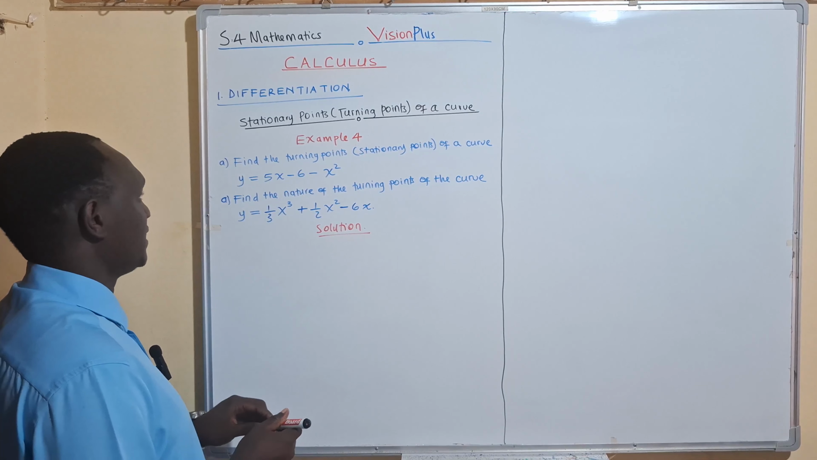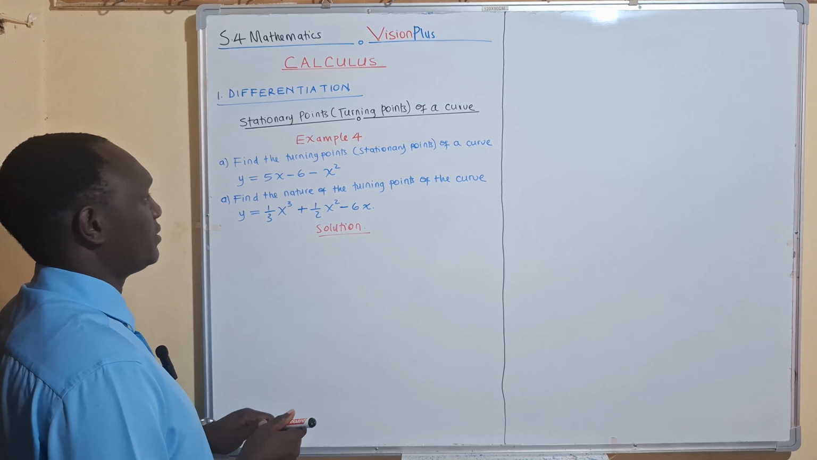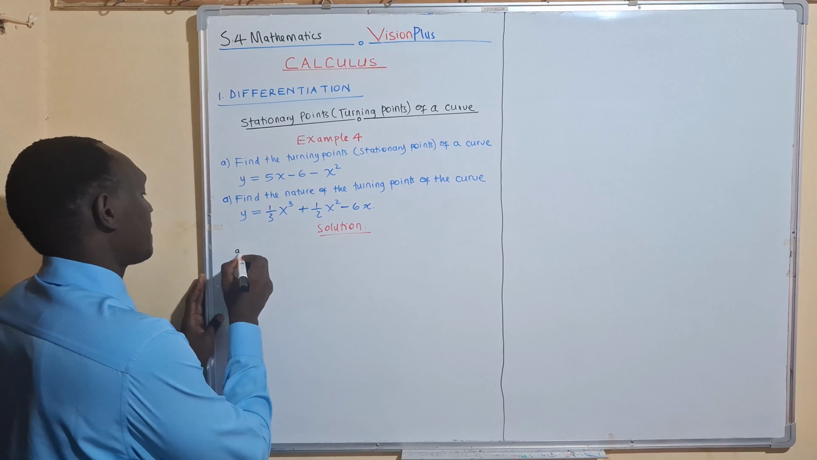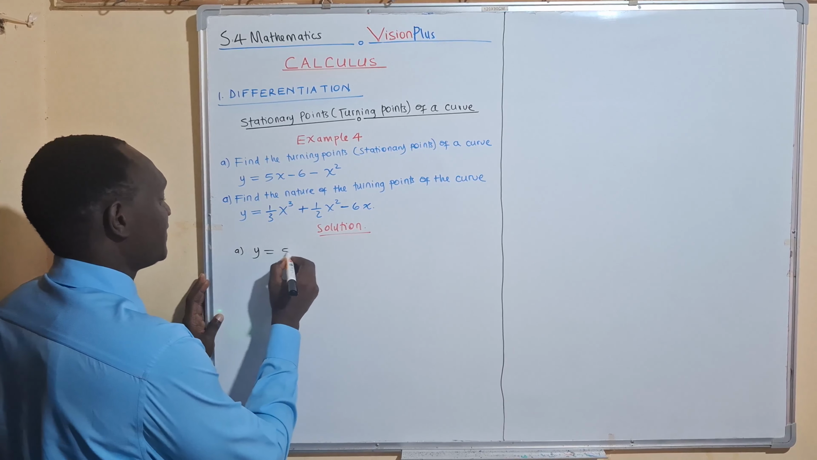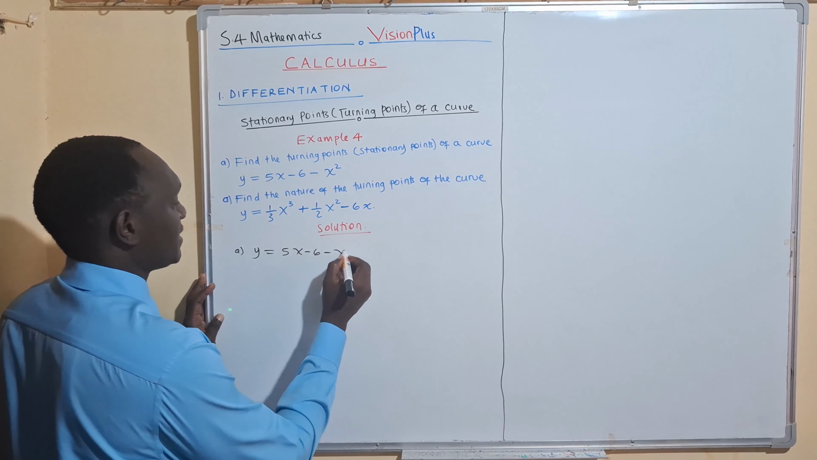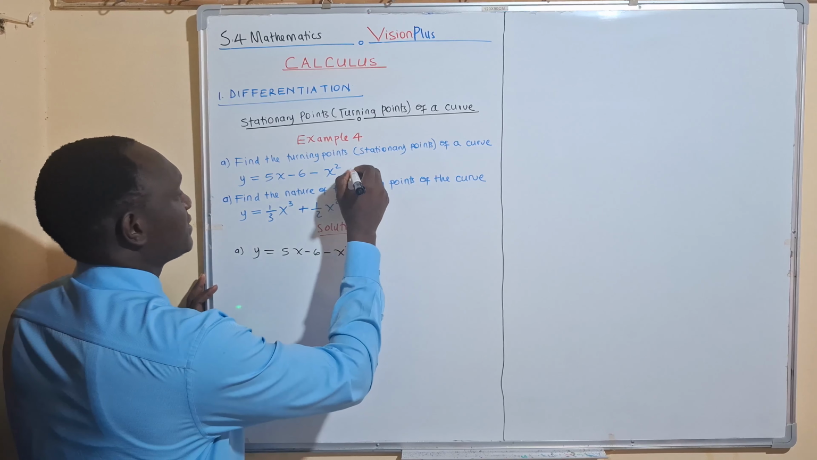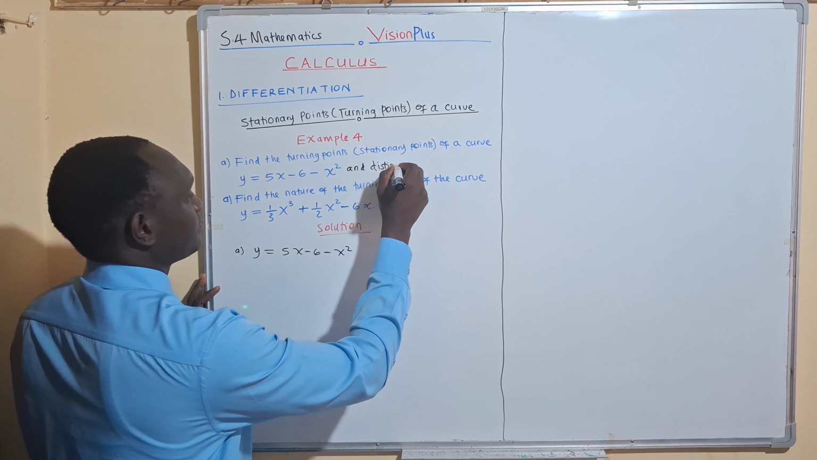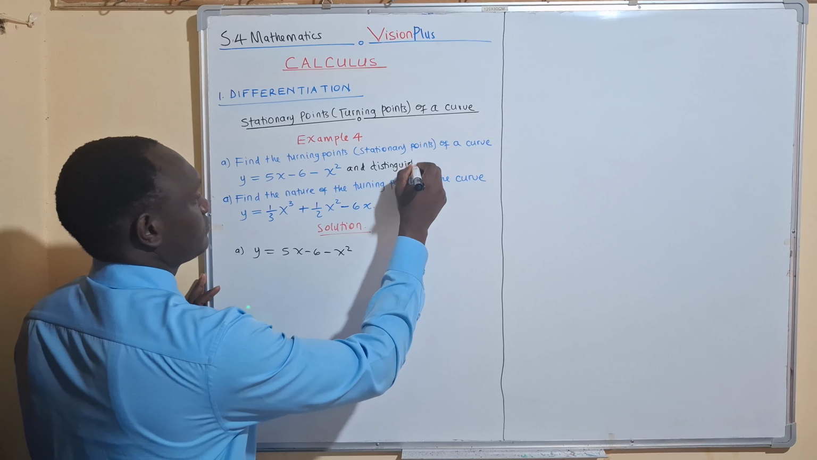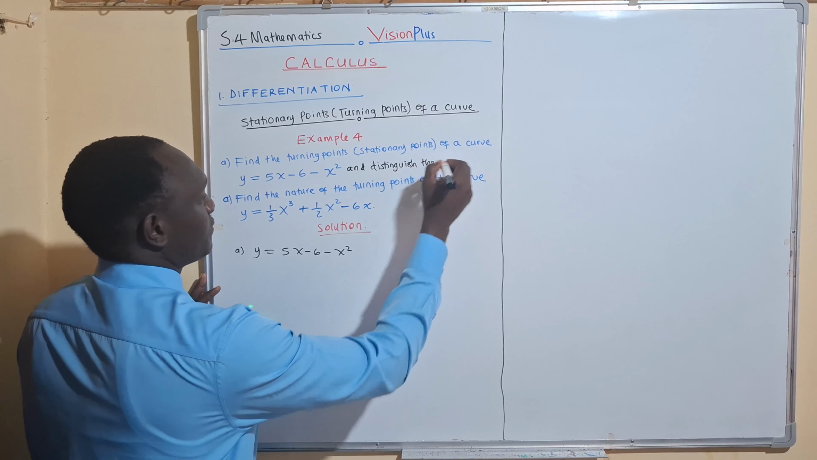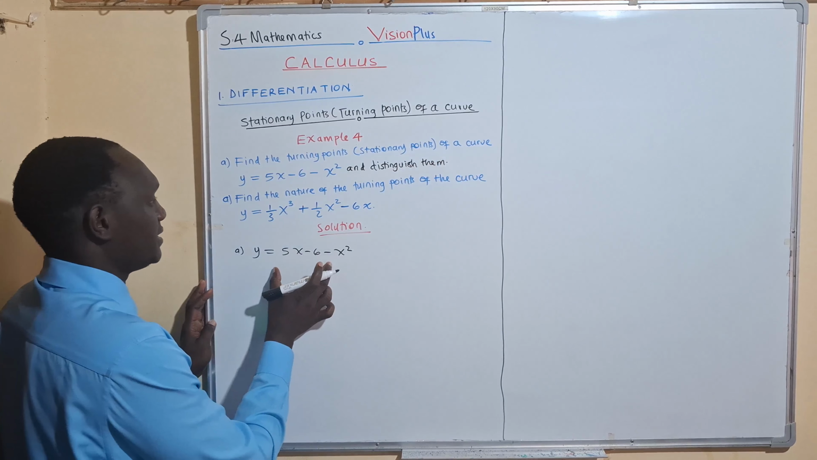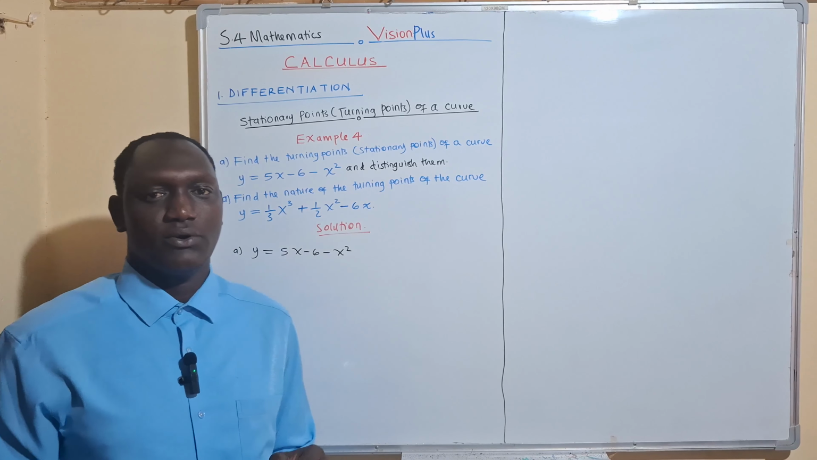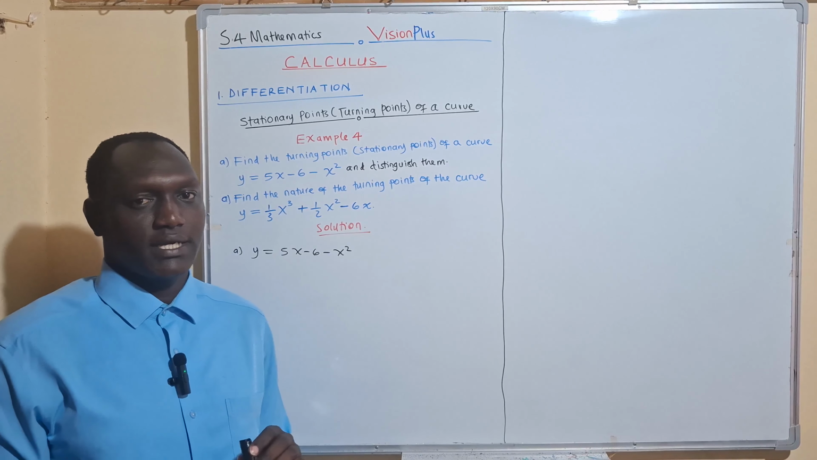Example 4, part A says, find the turning points of a curve, and the curve is y equals 5x minus 6 minus x squared. And the question should say, and distinguish them. I forgot that in the question. So this is our curve. Now we need the stationary points or the turning points of the curve.